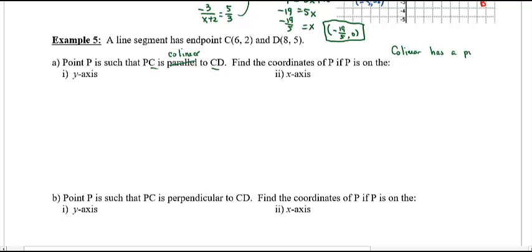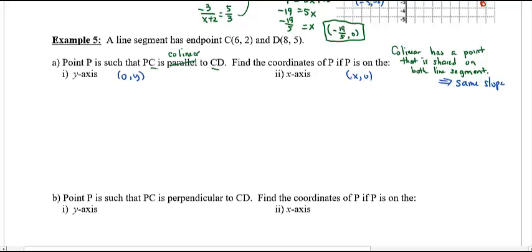Okay, and I'll say on the side here, collinear has a point that is shared on both line segments. Right, so the two line segments here share point C. Okay, so key thing, collinear, parallel, same slope. Okay, that's the key idea. Same slope. So find the coordinates of P if P is on the part I is the y-axis, so that's 0, comma y. And part 2, x-axis, that means x, comma 0.